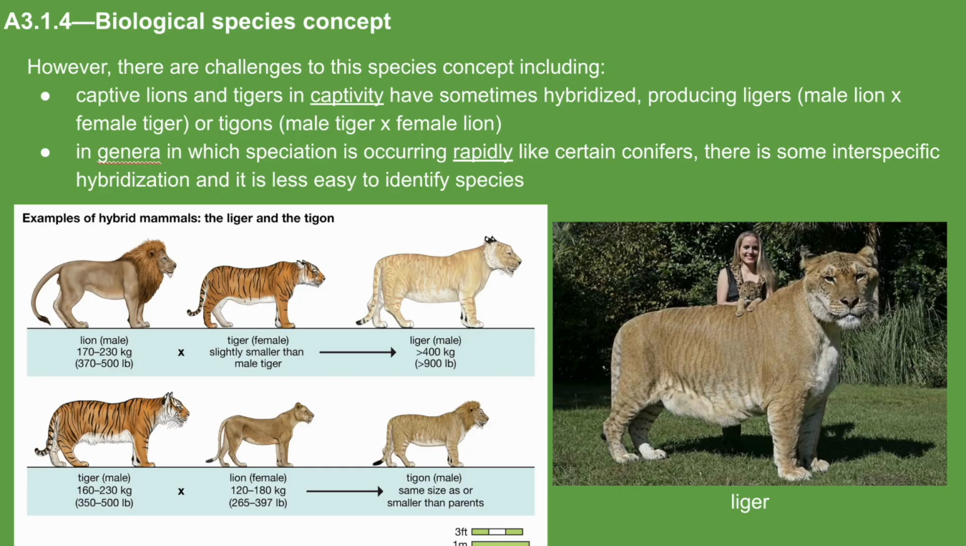Okay, now there are some challenges to this species concept. For example, lions and tigers in captivity have sometimes hybridized, producing ligers or tigons. And in genera, which is just the plural for genus, in which speciation is occurring rapidly, like certain conifers, there is going to be some interspecific hybridization, and it's less easy to identify species. It can be hard to know, are they able to interbreed and produce fertile offspring? There's always going to be some gray area, especially if speciation is actively occurring.